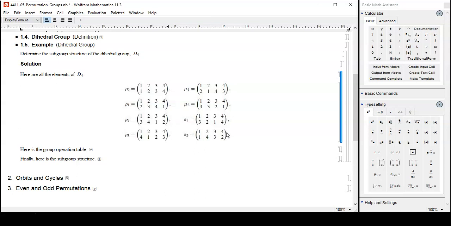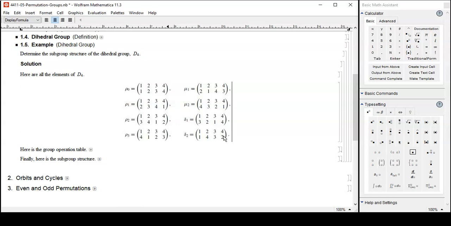And then this mu1, mu2, and delta 1, delta 2 are all 2 cycles. Oh, excuse me, they are not 2 cycles. Sorry about that. Mu1 switches around 1 and 2, and then 3 and 4. And mu2 switches 1 and 4 and 2 and 3. And then delta 1 and delta 2, those are 2 cycles or transpositions. They mean the same thing. 2 and 4 stay the same and switch 1 and 3. And delta 2, let's see, 1 and 3 stay the same and switch 2 and 4.